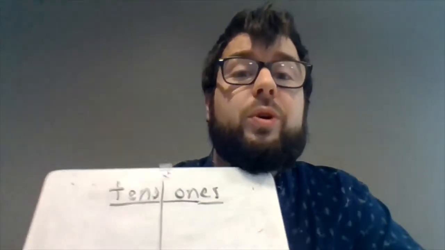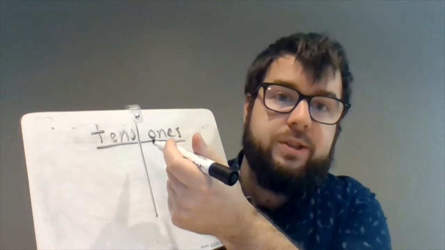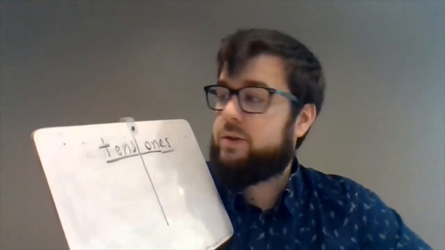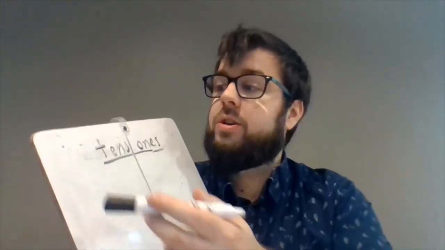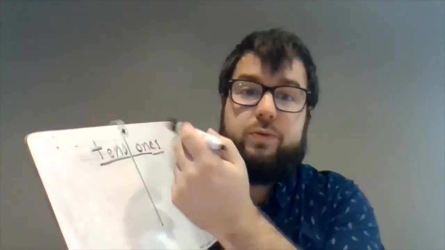Okay, so we're going to be working on place value. So I've written tens and ones, because you can break any number down into its place value. For kindergarten, we work on tens and ones, and in first grade, you'll add 100. And then in second grade, it'll be thousands, hundreds, tens, ones, and so on.